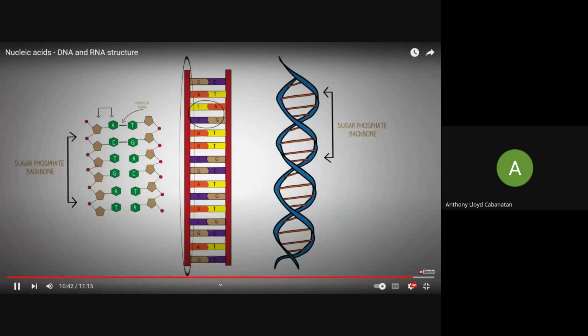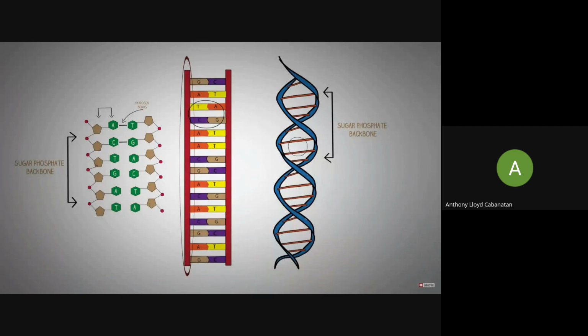Represent the sugar phosphate backbone, and in the center you can see the red lines which represent the different nitrogenous bases that are forming bonds with each other. So this was an introductory video explaining to you the structure of nucleic acids.